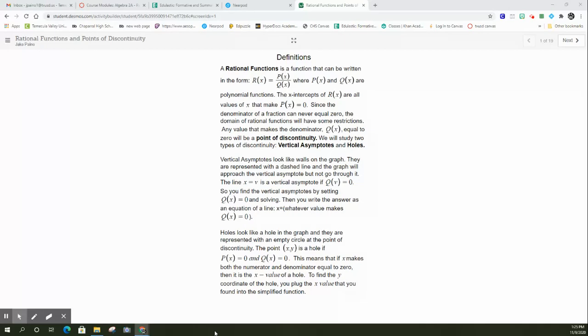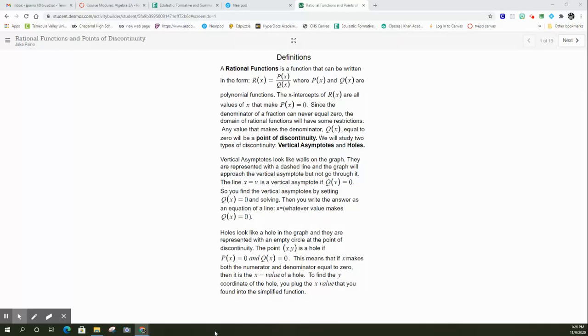So denominators can never be 0. So if there's any values that make the denominator 0, we're going to have points of discontinuity. There's two types, vertical asymptotes and holes. The vertical asymptote is like a wall. It's just a vertical line. We represent it with a dashed line on the graph, and the graph is going to approach it but never actually equal that x value. And again, whatever makes q of x, the denominator, 0 is going to be a point of discontinuity, a vertical asymptote.